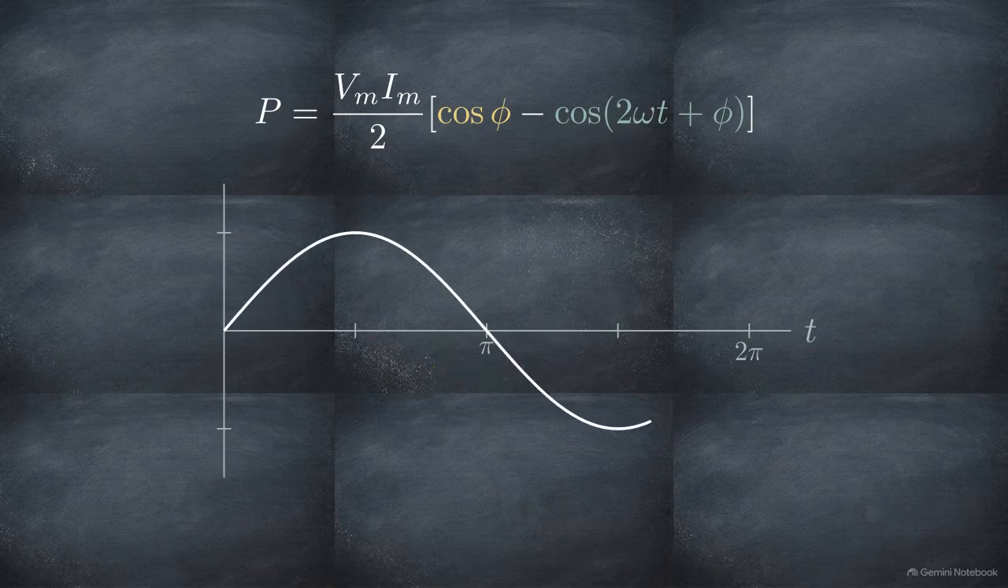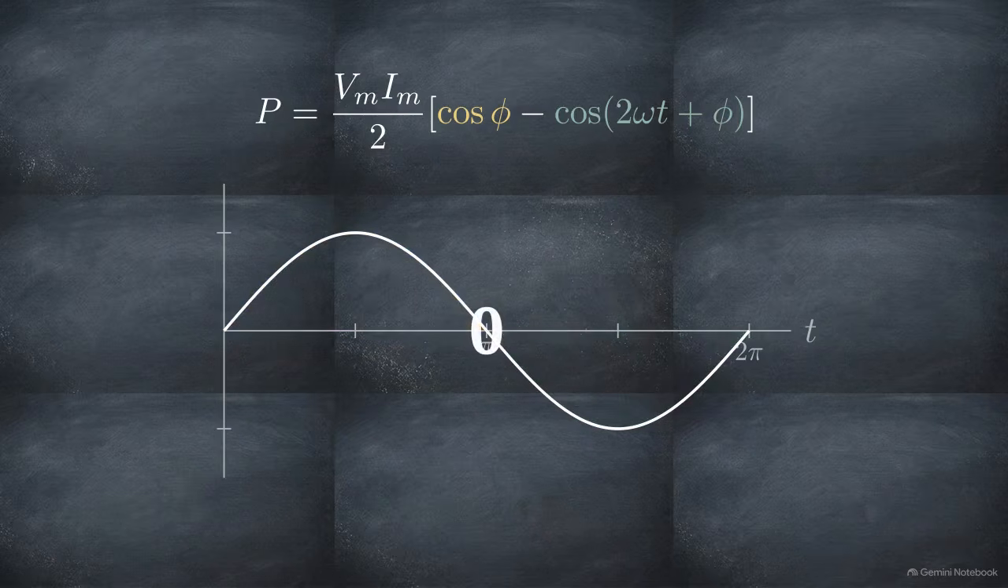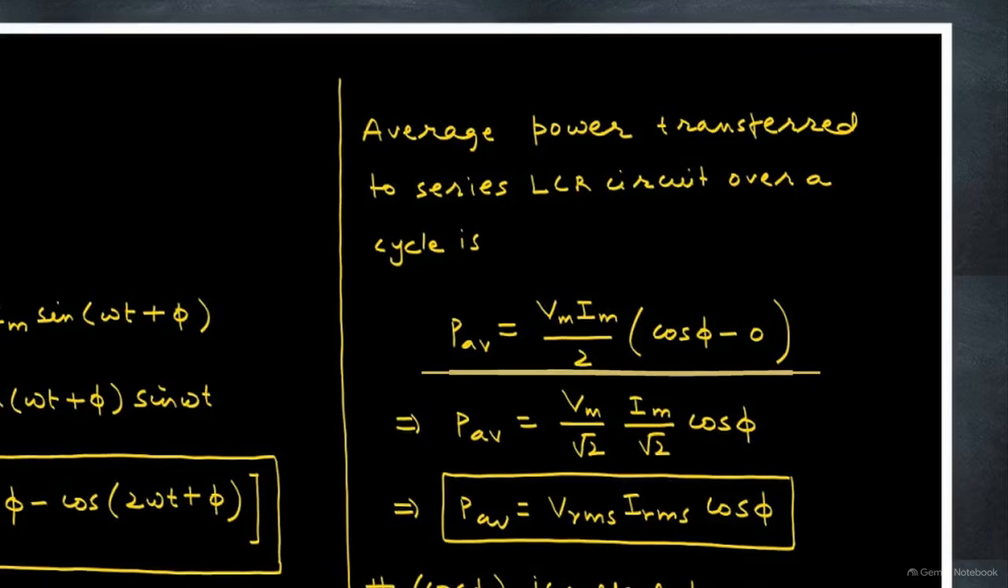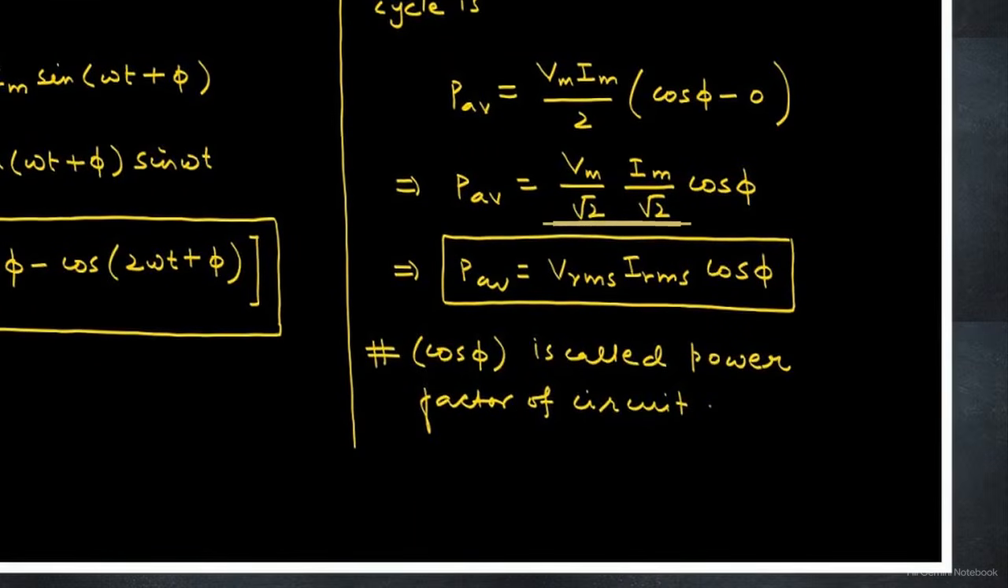This graph plots that time-varying term. Over one full cycle, the positive shaded areas above the zero line are perfectly mirrored by the negative shaded areas below it, resulting in a net value of 0. Since the time-varying term averages to 0 over a full period, average power is dictated entirely by the constant term, cosine phi. Replacing maximum voltage and current with their RMS equivalents finalizes the formula.